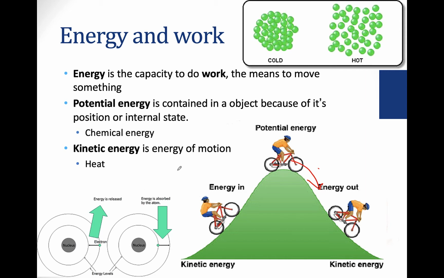In chemistry, our potential energy is based on where our electrons are. So an electron that's farther away from the nucleus is going to have a higher potential energy because that negative electron wants to be closer to those positive protons.